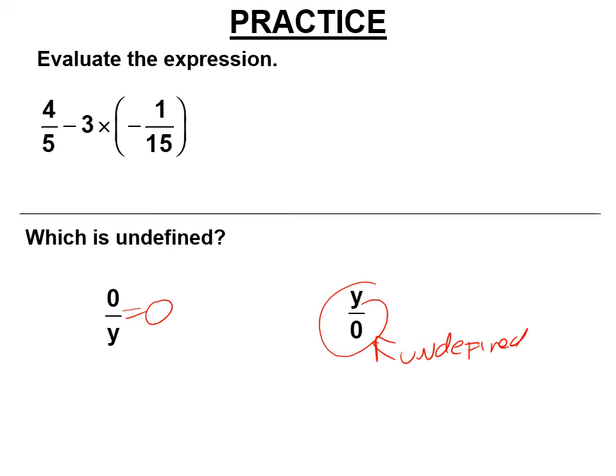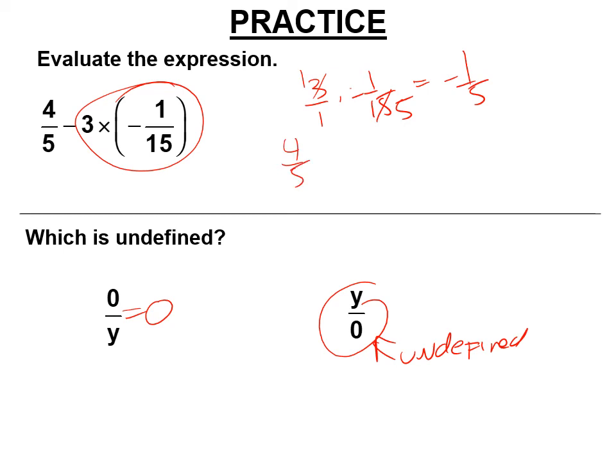4/5 minus 3 times -1/15. All right, so we have to do the multiplying of 3 times -1/15. 3 times -1/15, cancel, and you're getting -1/5, right? So we have 4/5 minus, we haven't dealt with that, minus -1/5, which is the same as 4/5 plus 1/5. This is 1, plain old 1.